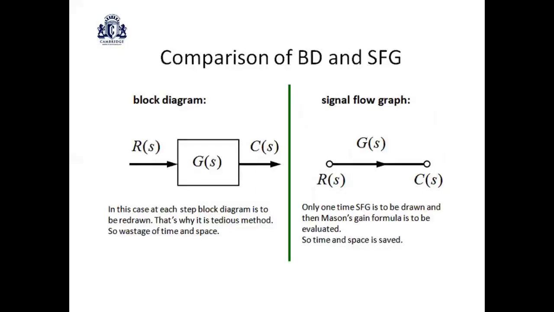In case of a block diagram reduction technique, at each step the block diagram is to be redrawn. Hence it is a tedious method and a wastage of time and space. But in the case of a signal flow graph, there is no necessity to redraw the signal flow graph, and the transfer function can be calculated very easily using Mason's gain formula. So the time and space can be saved.